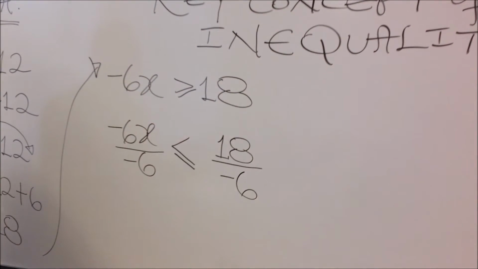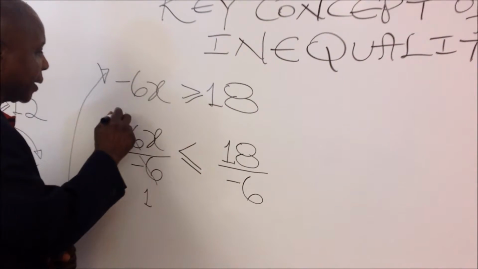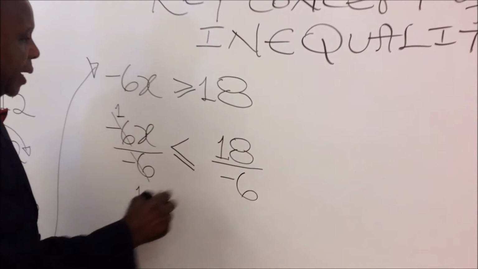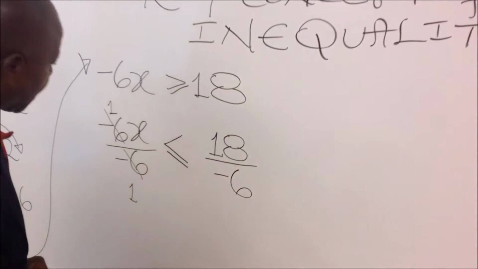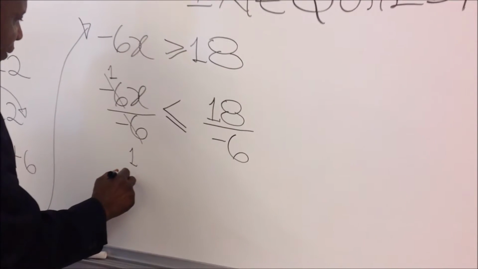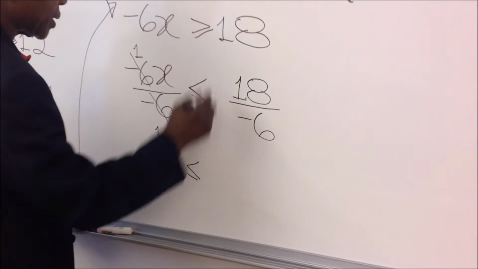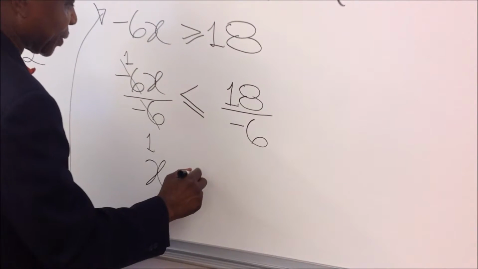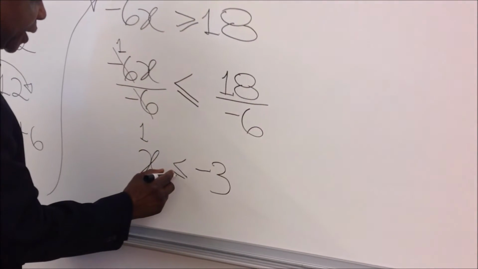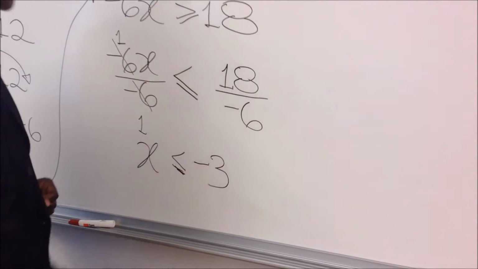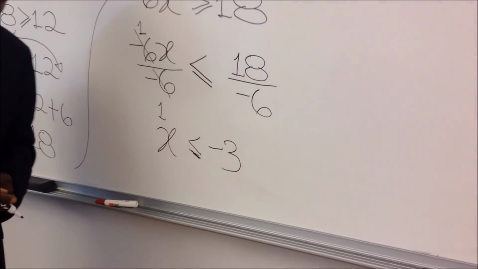Greater or equal to. So we have negative 6 divided by negative 6, we have 1, and here we have 1. How many times will this number go into 18? Well, we can write this as what? So we now have x is less than or equal to -3. X is less than or equal to -3.